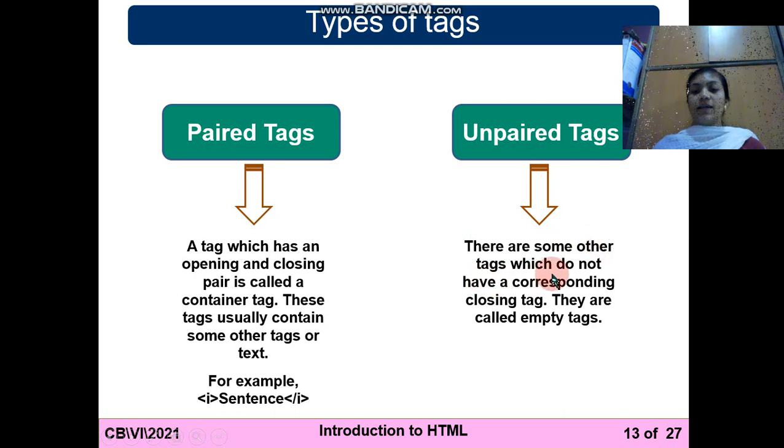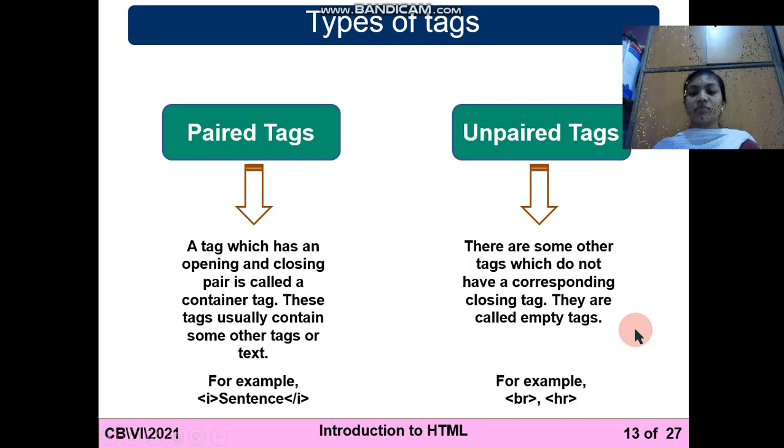There are some other tags which do not have a corresponding closing tag. They are called empty tags also. Paired tags are called non-empty tags also. Two names of paired tag: one is the container tag and second is the non-empty tag. And for unpaired tag, its other name is the empty tag. Example: BR, HR. We will learn about these tags in detail later.